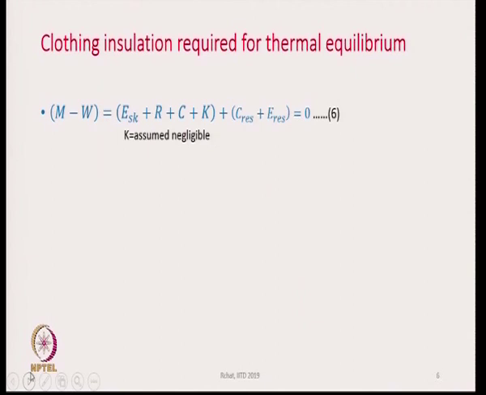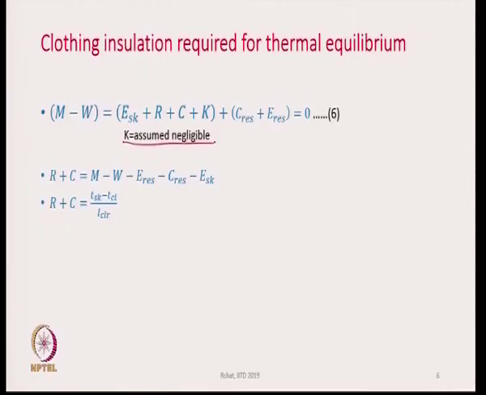So, that is the equation 6 that we have written earlier, the same equation I am writing back again. And what we have done now is that, because the conduction heat loss is generally very poor, because air is a very poor conductor, basically an insulator, for all practical purposes we can consider K to be so small that we can neglect it from our equations. And what is left now is M minus W equals E_sk plus R plus C plus C_res plus E_res. This will be your equation now.